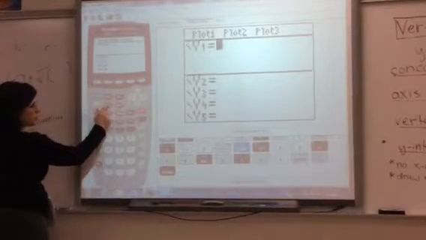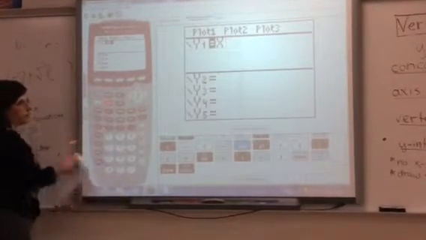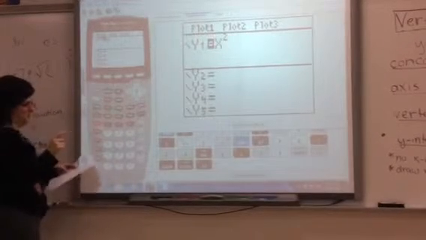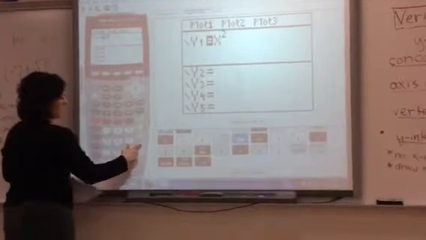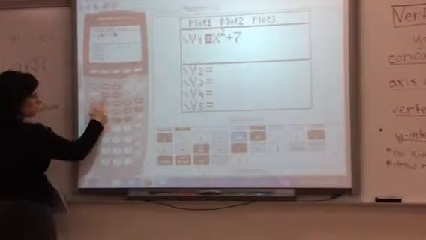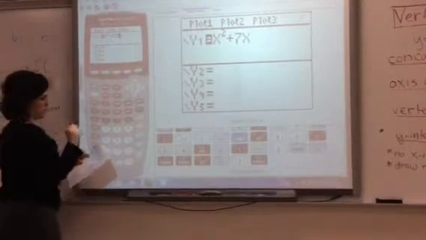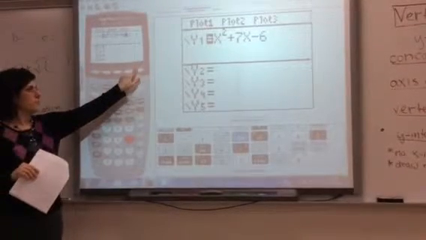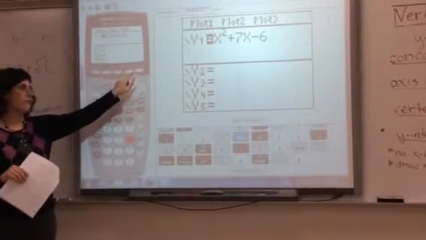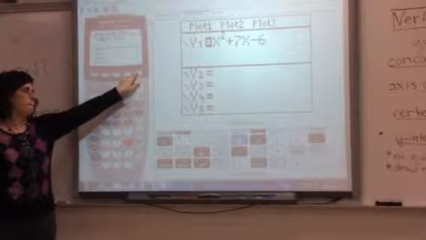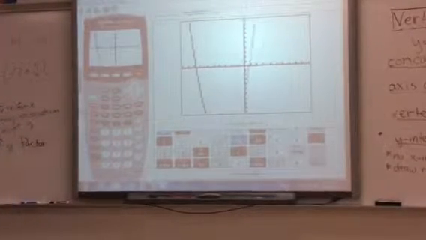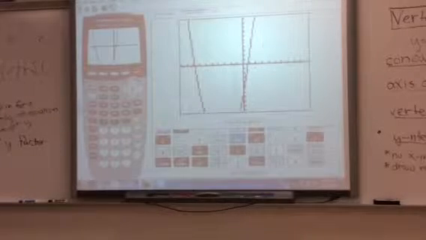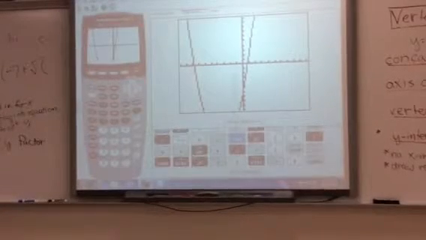Y equals x. X is right by the green button. Squared plus 7x. X is still by the green button. Minus 6. Once you have that in, hit graph, top right button. Is yours looking like mine? No, it's not.